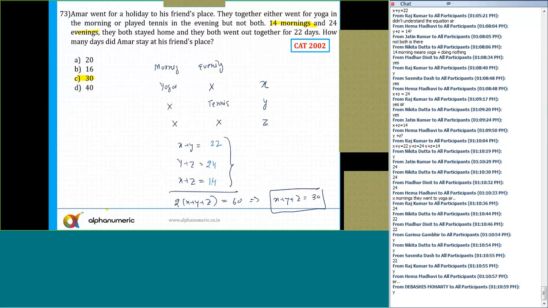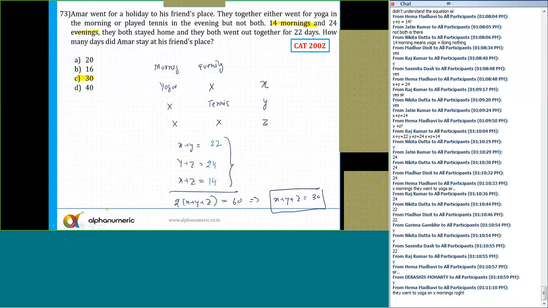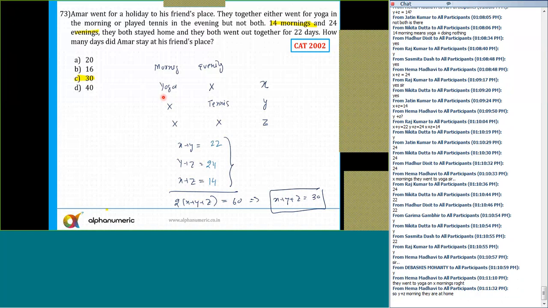Yes, Emma, tell me. This is correct. The values you told me earlier were wrong, but in any case, the answer will be the same. Any doubt, please tell me. They went to yoga on X mornings, or they are not doing anything on Z mornings. Hema, just wait, listen to me. They are doing yoga in the morning, or they are not doing yoga in the morning and they are at home. These are the two possibilities.